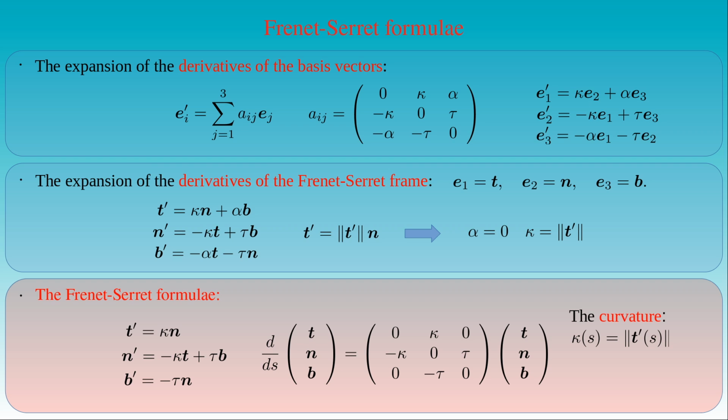The function tau is equal to minus the dot product of the normal vector n and the derivative of the binormal vector b, which can be computed from the dot product of the third Frenet-Serret equation and the normal vector n. Here the function tau is called the torsion of the curve at the parameter s.